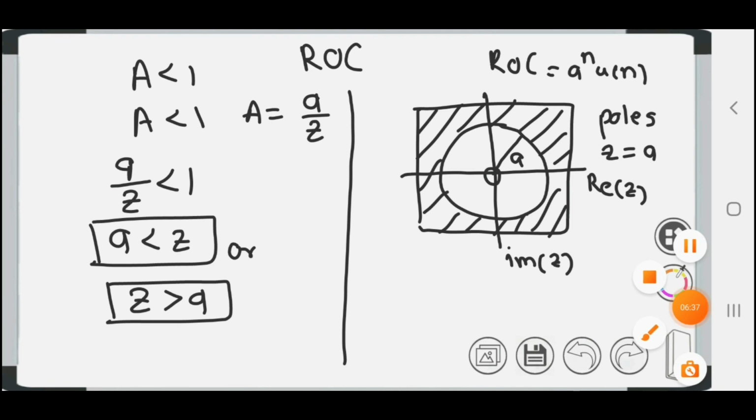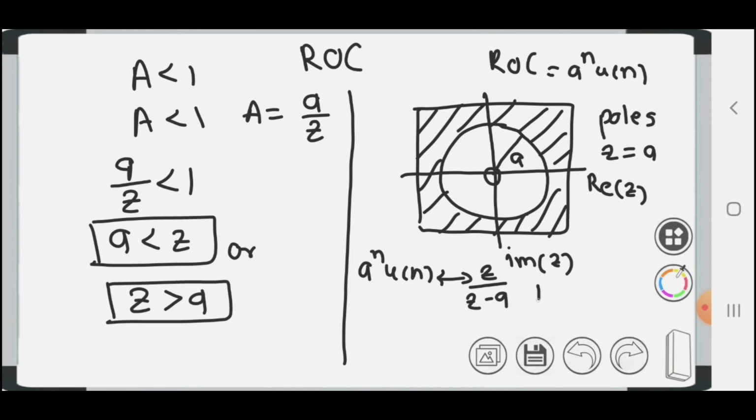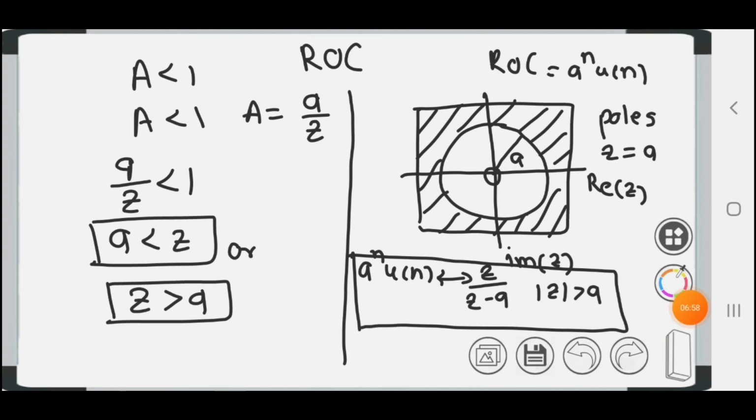In this way, we can find out the Z transform of infinite series a raised to n u of n, which is nothing but z upon z minus a, where z is greater than a. So the complete answer will be like this.